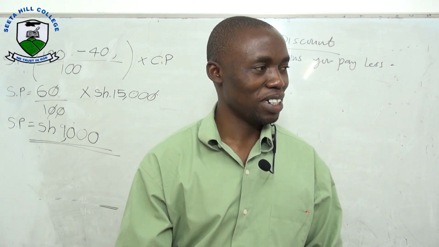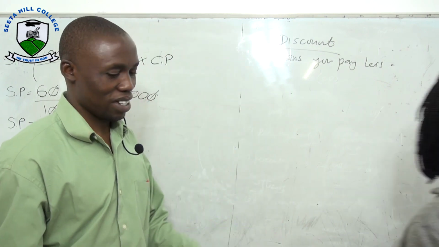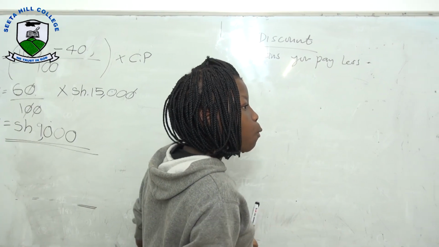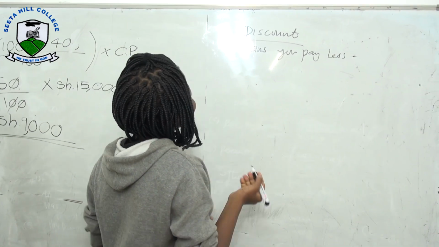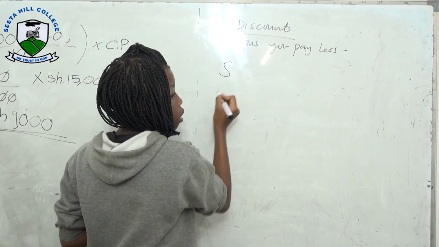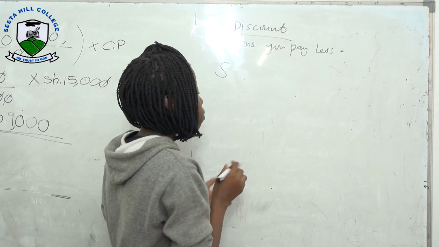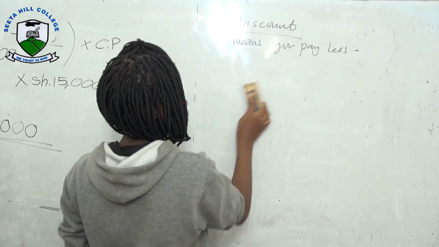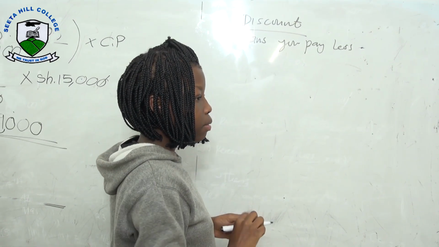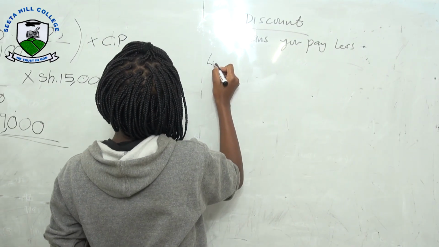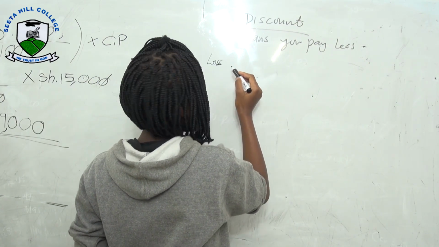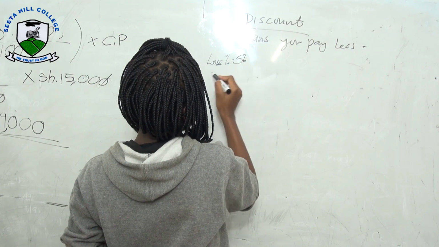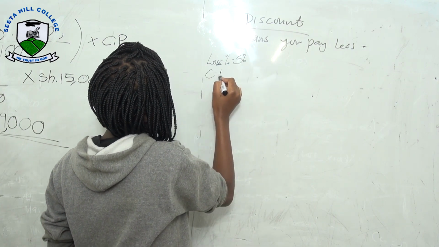How much did she buy? Well, here they're asking for the selling price. Go on, read the question for her. Amina bought a television set at a discount of 5%. The marked price of the TV set was 320,000 shillings. How much did she buy the television?